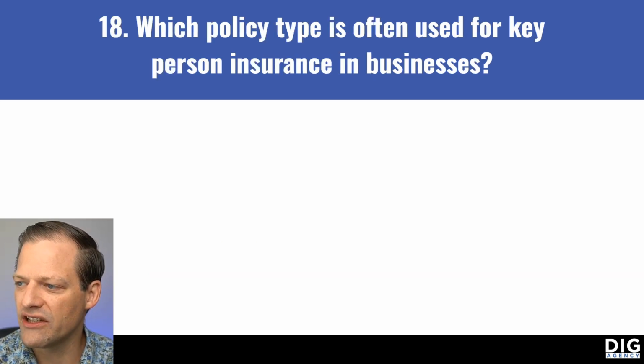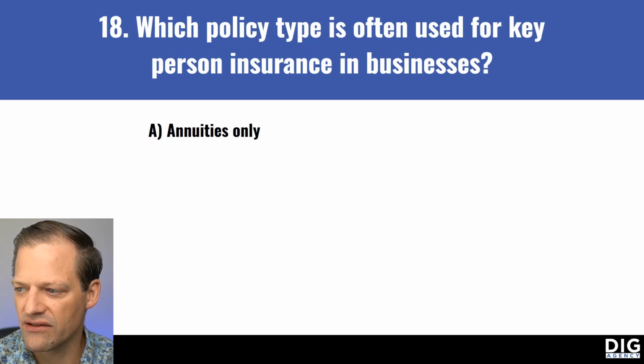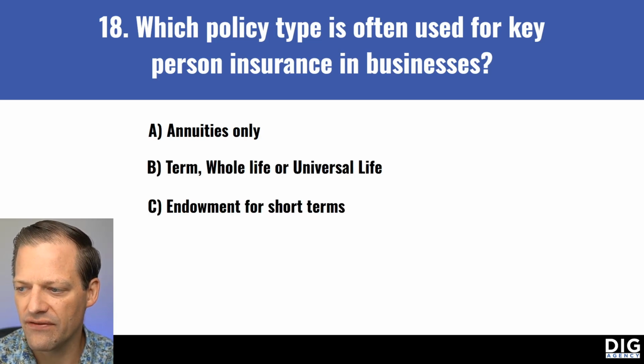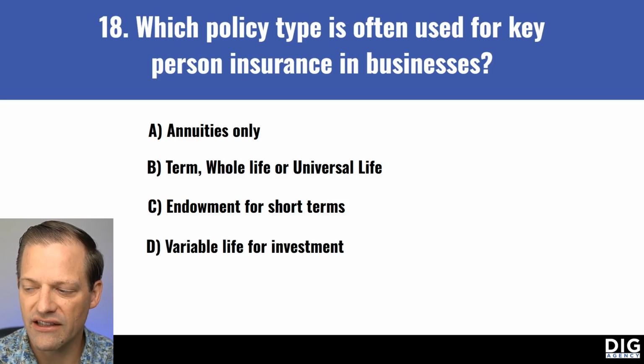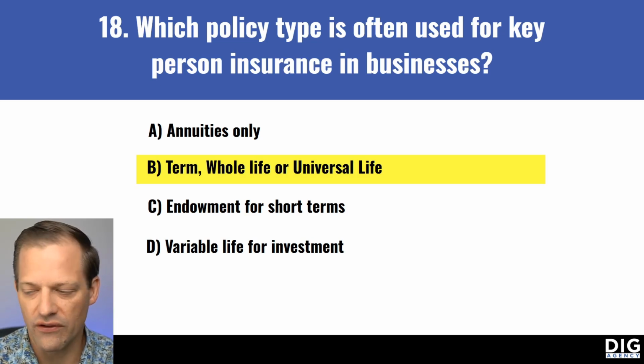Which policy type is often used for key person insurance in businesses? A, annuities. B, term, whole, or universal life. C, endowment for short terms. Or D, variable life or investment? The answer is B, term, whole, or universal life.